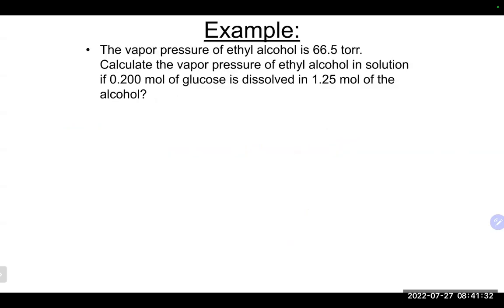The vapor pressure of ethyl alcohol is 66.5 torr. Calculate the vapor pressure of ethyl alcohol in a solution that is 0.2 moles of glucose dissolved in 1.25 moles of the alcohol. Let's take a look. So in this case, we're going to calculate the vapor pressure of ethyl alcohol in a solution where we take 0.2 moles of glucose and dissolve it in the alcohol. So our glucose here is our solute, right? Our ethyl alcohol here is our solvent.